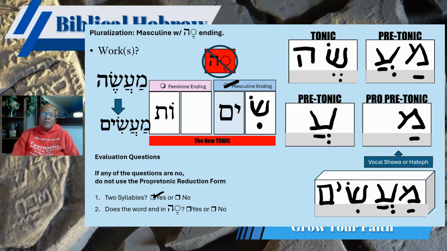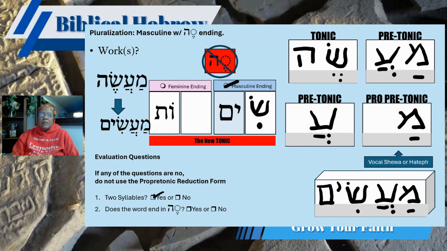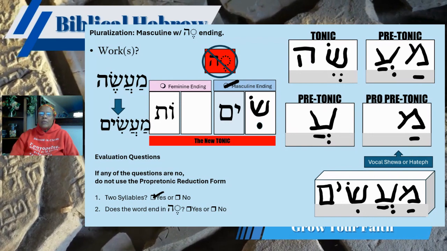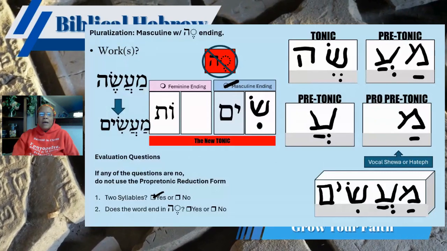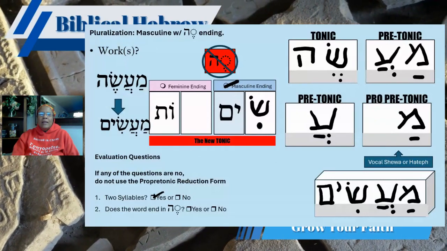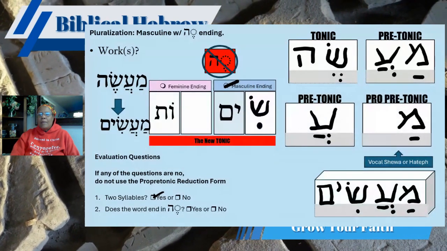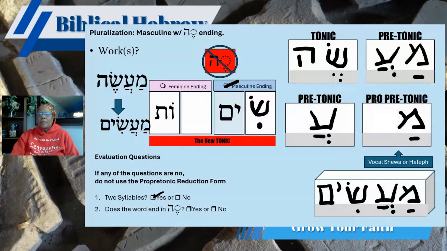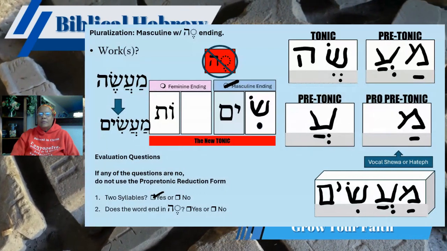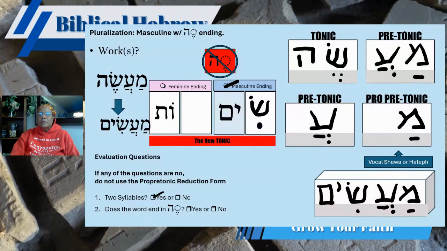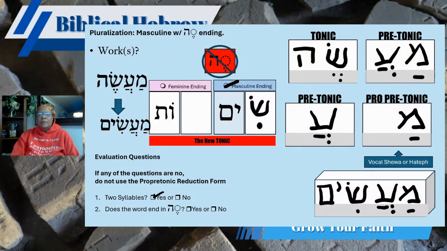Okay, here we go. So we have two syllables and it ends in the Segol hey. We know we're going to get rid of that. So the word is machane. Machane. So ma, cha. That's a guttural. Ne.